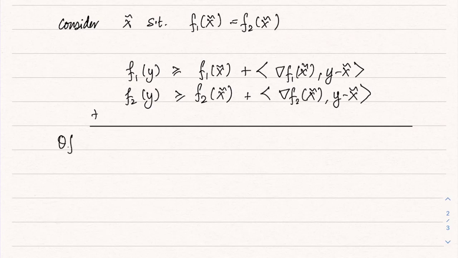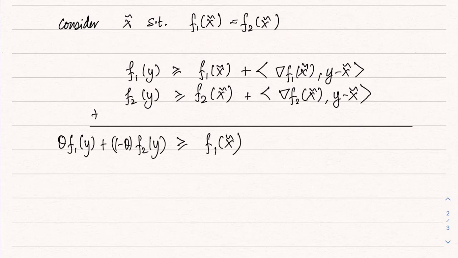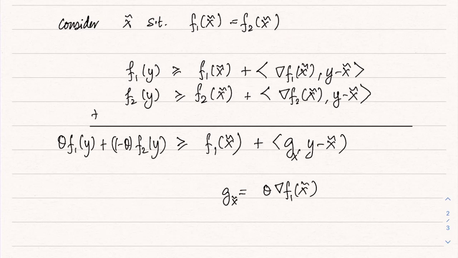So we have that theta f1 of y plus 1 minus theta f2 of y is greater than or equal to... Now note that f1 of x tilde and f2 of x tilde are equal. So we can just write it as f1 of x tilde. You can also write it as f2 of x tilde. It's the same thing. Plus it is the g times y minus x tilde, where g of x tilde is equal to theta gradient f1 of x tilde plus 1 minus theta gradient of f2 of x tilde.